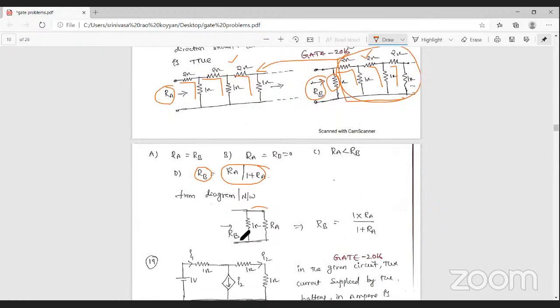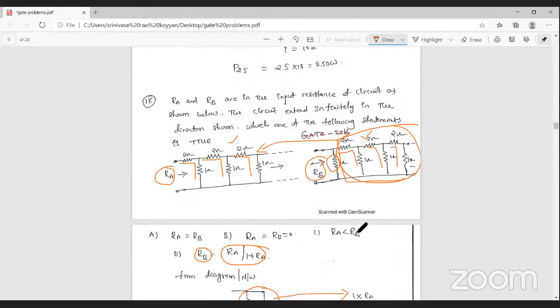Here the 1 ohm resistance and RA are both in parallel. Then RB is equal to 1 into RA by 1 plus RA. So you can observe from figure 2 that this part is similar to this network.